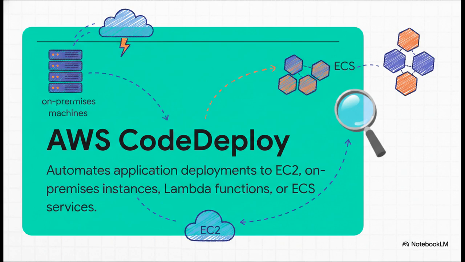And as you can see, it supports a huge range of platforms. Everything from your standard EC2 instances to servers in your own data center to modern stuff like Lambda functions and ECS containers. This flexibility is what makes your deployments predictable and safe no matter where you're sending them.